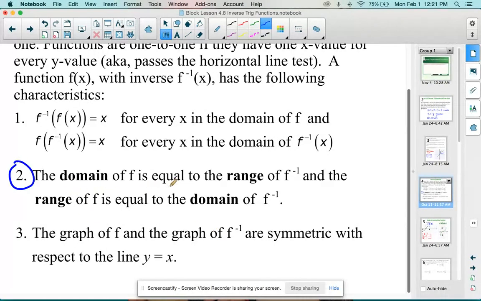Remember that when you are switching those ordered pairs to create an inverse function, you're also switching the domain and range. So what this means is the domain of a function is the same as the range of the inverse and vice versa. Okay, and that's an important feature to know because that's going to help us here in a moment.